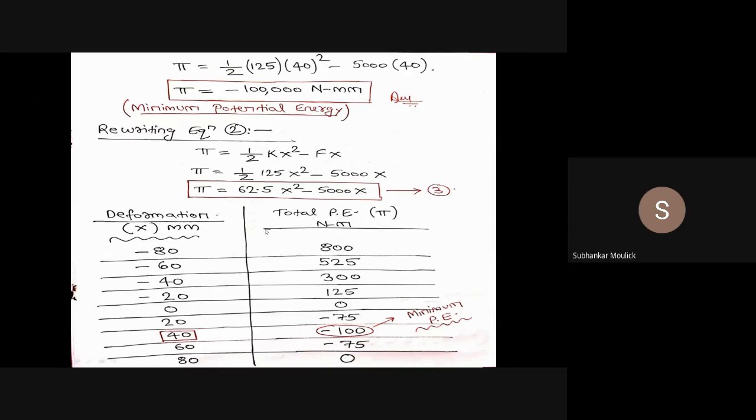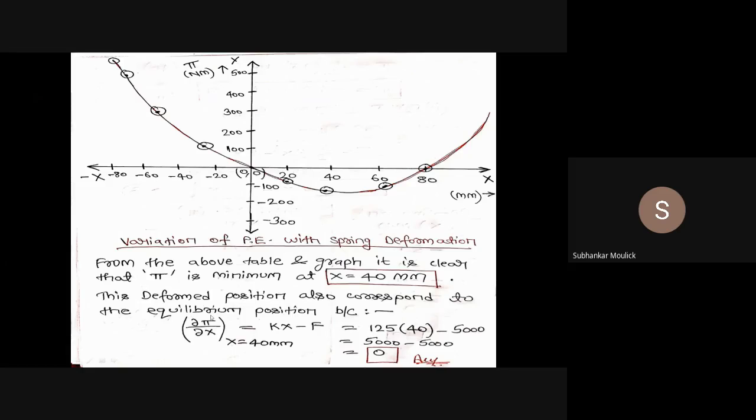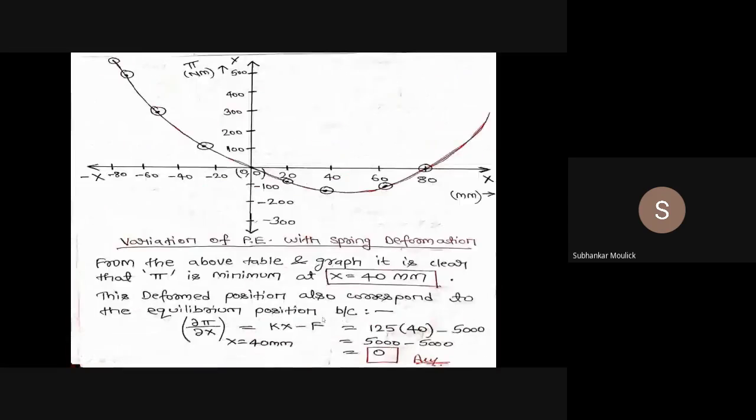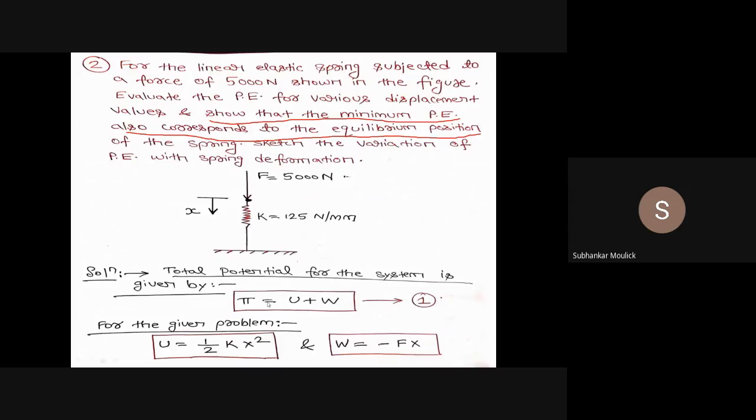Then I know that del pi by del x is kx minus f. So in place of x, I will substitute this 40. Fine. See, del pi by del x is coming out to be 0. If del pi by del x is not 0, that means equilibrium condition has not been attained. So from this line, I understood that I have to verify at the last whether this x equal to 40 mm is the equilibrium position of this particular problem or not. Is it okay?